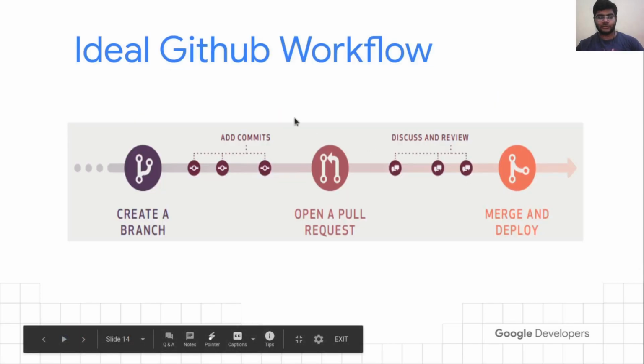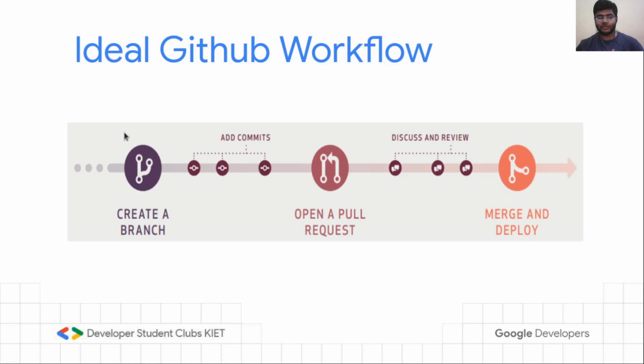So this is also our ideal GitHub workflow, which states: always work in branches, don't commit directly to your master branch. Create a new branch, add your commits for whatever you want to work on in the repository, then create a pull request from your origin to your upstream repository, discuss and review your pull request with the fellow developers and maintainers of the repository, and after everything is approved, merge your branch into the master branch.